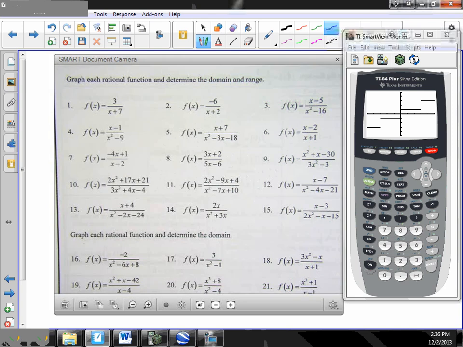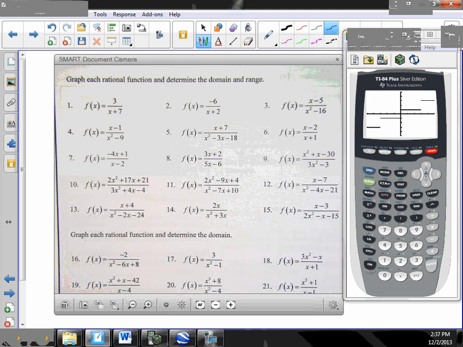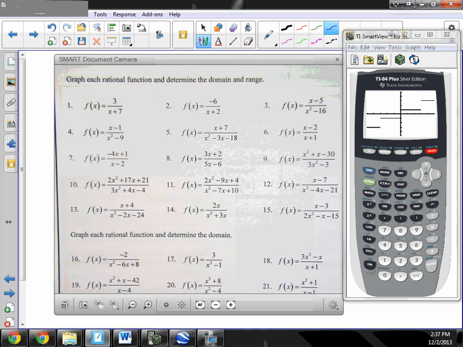1. Does it have an HA or an OA? We're not doing range yet. No. I haven't taught you. We're going to do it in a second, but we haven't done it yet. So it has an HA where? Well, is the bottom bigger or are they the same? The bottom is bigger, so the HA is automatically at 0. The HA is y equals 0, right?